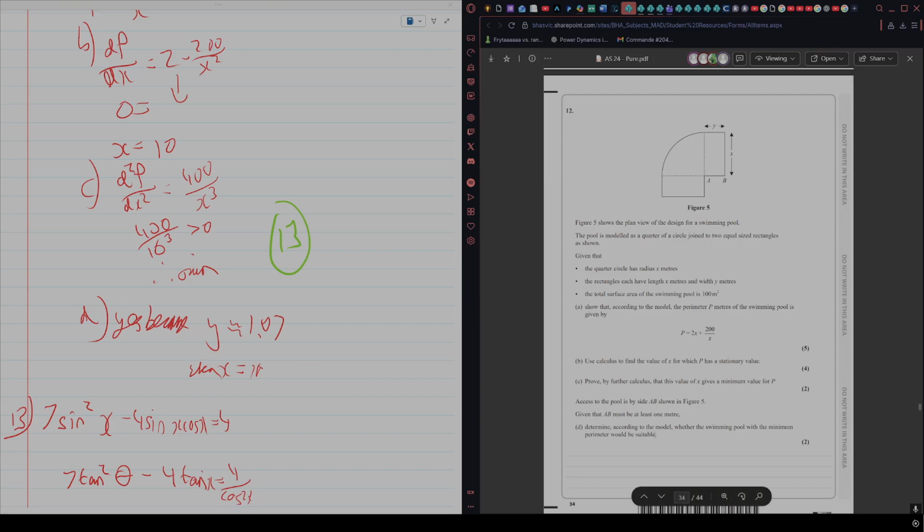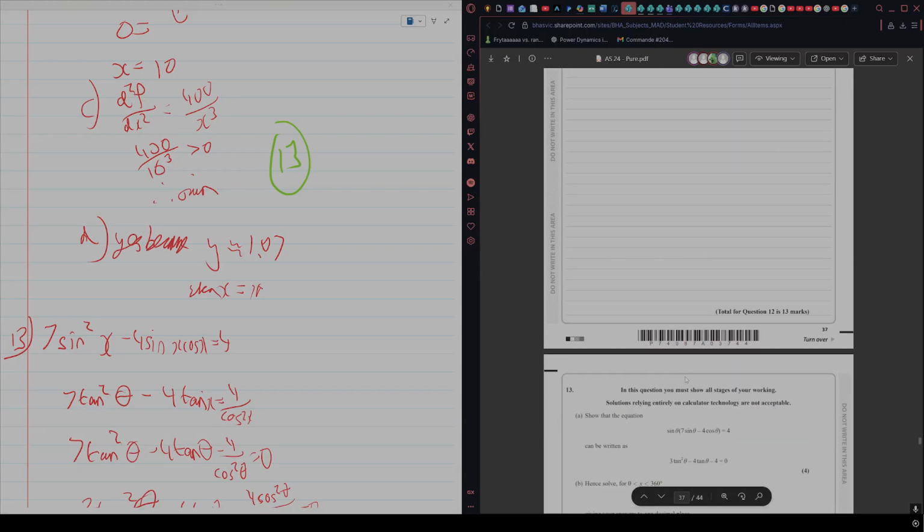Therefore, for the first time ever in an A-level math paper, when it asks you to do something according to a model, or is the model good, yes, the model is good here. Because Y is greater than 1, so you can say that, yeah, the model does work.